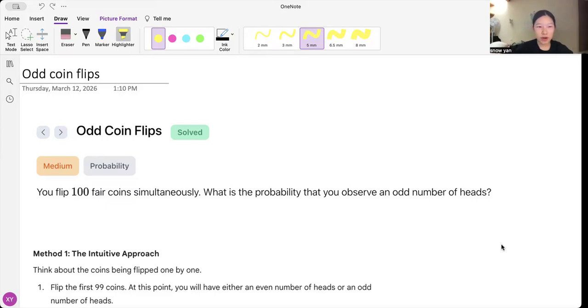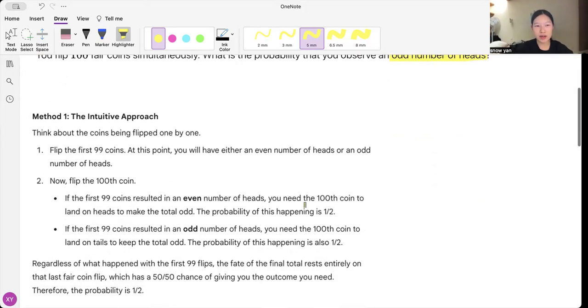You flip 100 fair coins simultaneously. What is the probability that you observe an odd number of heads? Intuitively, I feel like odd and even should come up about the same, so it would be roughly one half. And then I can further break it down into the last coin. If I flip the last coin, the result just depends on what the last coin flip was, and it would just be a fair coin, so it would just be one half. So I can break it down a bit.